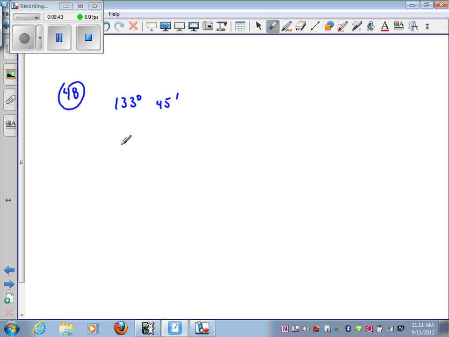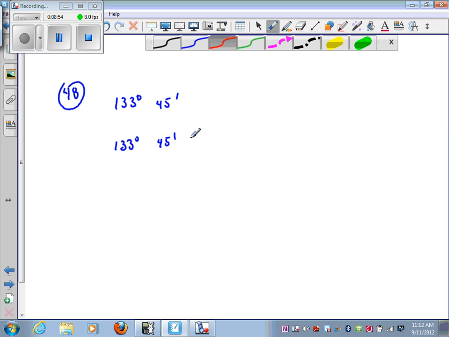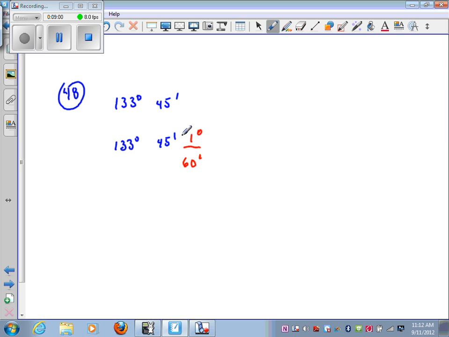So what you do is you do 133 degrees, and you want decimal degrees. So this is 45 minutes, and then you multiply by the conversion, 1 degree per 60 minutes. Now notice the minutes will go out, and we'll have a decimal degree. And you can think of this as you're adding degrees. Okay, the 60 goes into the 45.